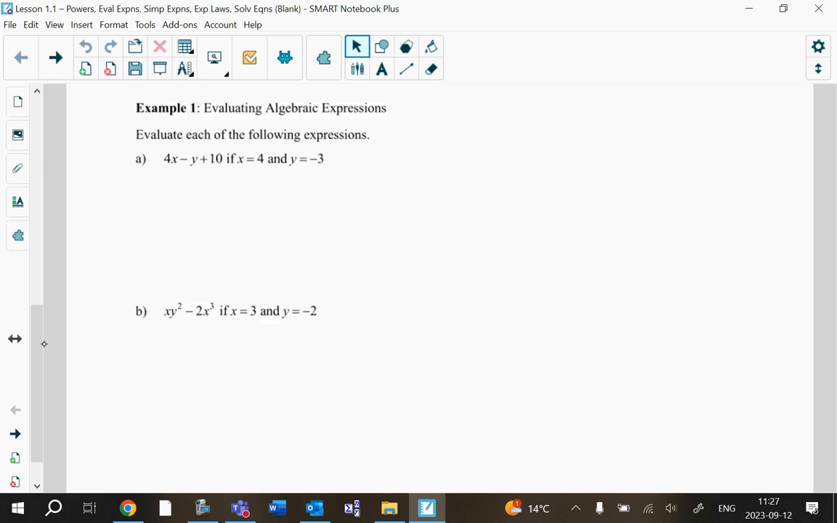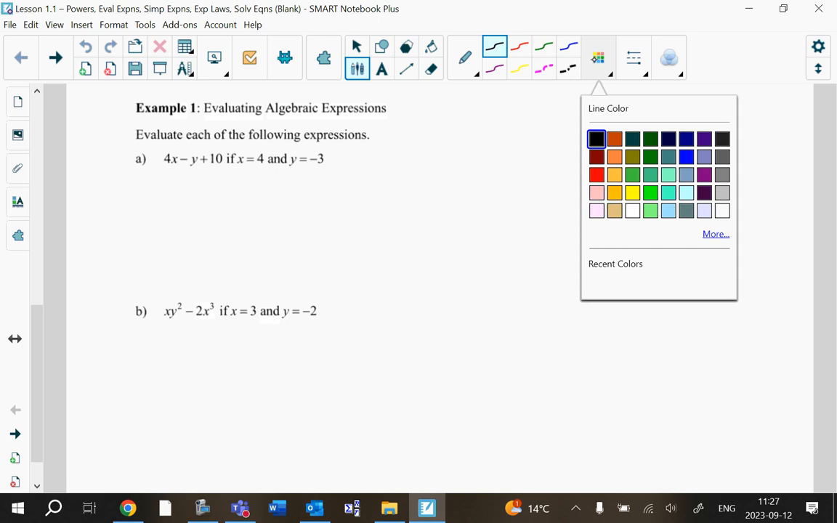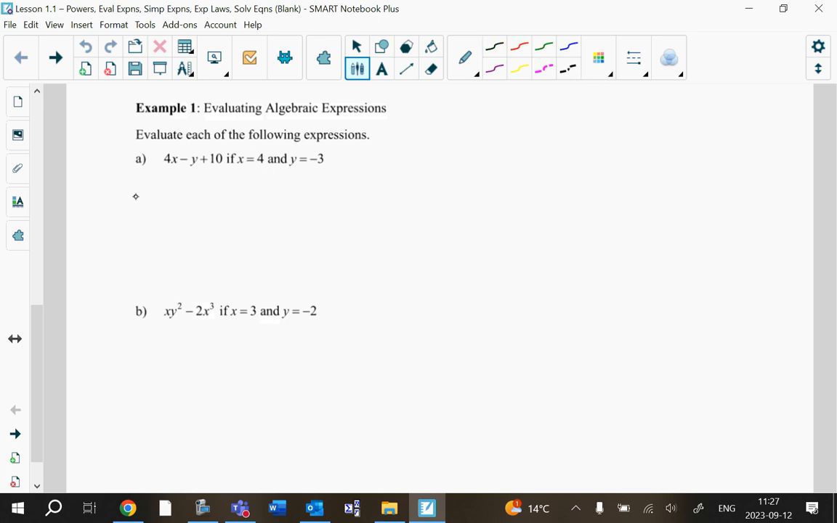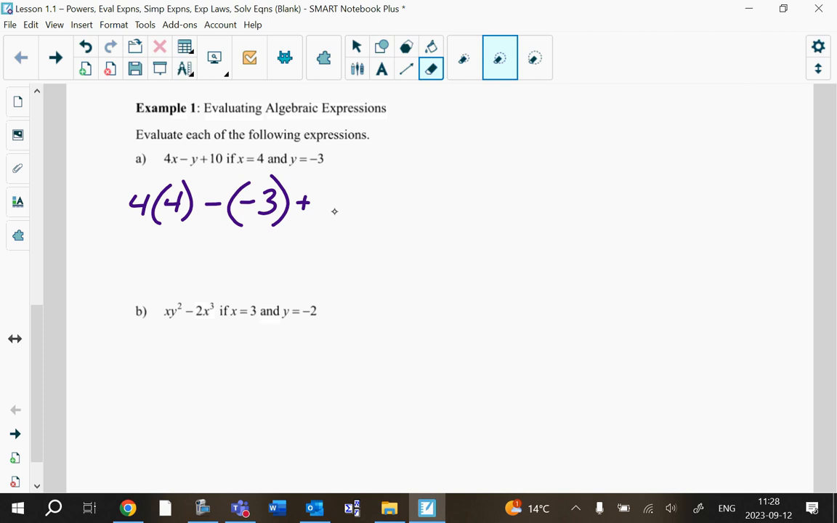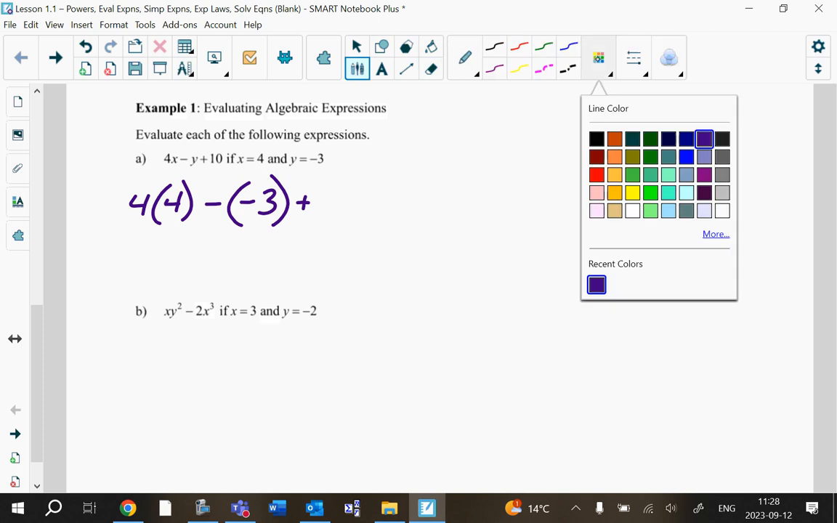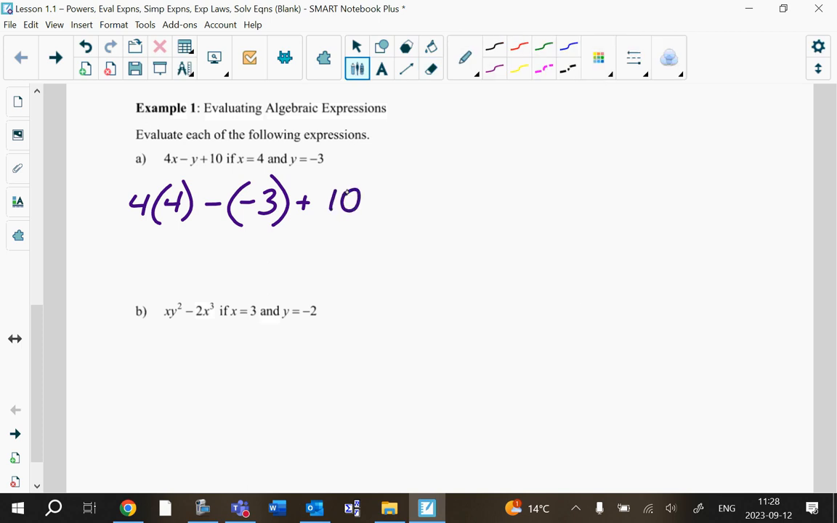So how do we evaluate this if we're told that x is 4 and y is negative 3? Well, every time we see an x, we replace it with 4. Every time we see a y, we replace it with negative 3 in parentheses. The parentheses are very important, especially when you have questions that involve squaring or multiplying. So that's what it looks like.